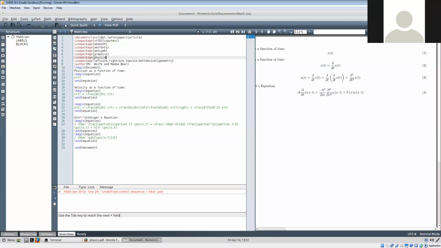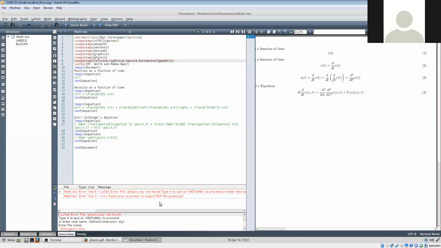So add the physics package and see if we get the same error. Physics.sty not found. So we need to download it then. We've got to figure out how to install it. It's in mine. It's in yours, the newer version. Maybe it has a different name. But it's just physics. It's going to be one of the LaTeX packages.